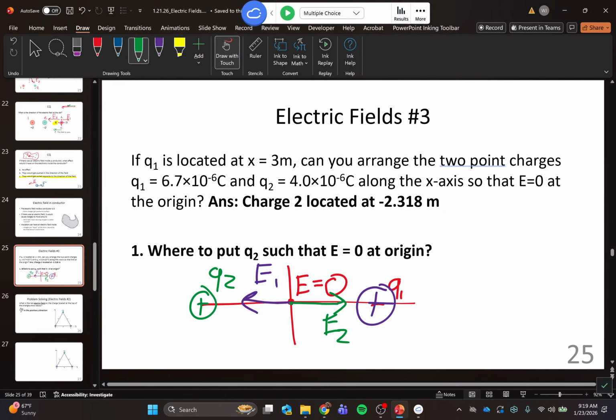Why? It's a positive charge. Positive charges make fields that point away from them. If it was a negative charge, I wouldn't put it on this side. I would need to put charge 2 on the other side. Now, last step, and again, we kind of already see this. For these to cancel to 0, how does E1 compare to E2? Y'all tell me. They're equal to each other. They have to be. You all know the equations for the electric field, kQ over R squared. Put those in there, and we built our equation.